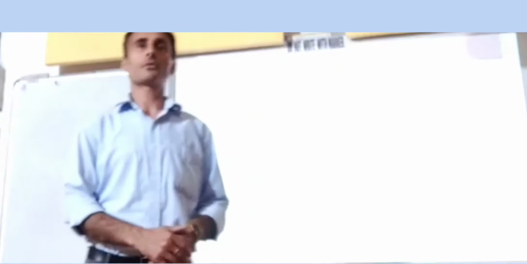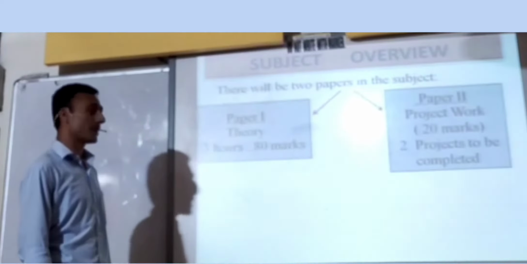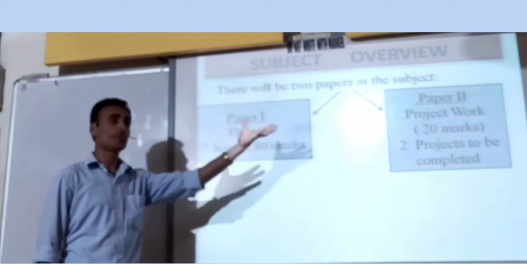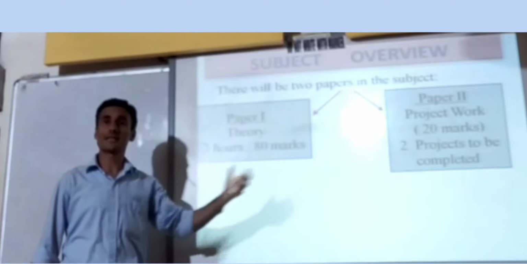Here I would like to give you the subject overview. Now when I talk about the subject overview, at the end of the year you have to take the exams, you have to write the exams. So what your paper is going to be? Your paper is basically divided into paper 1 and paper 2. Paper 1 is a theory paper, it's a written exam.